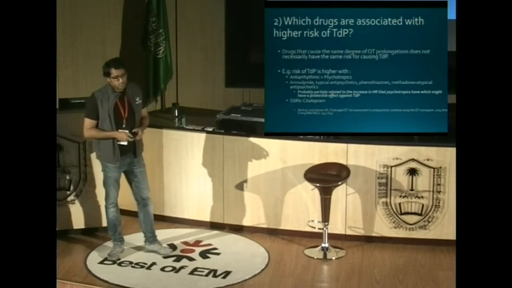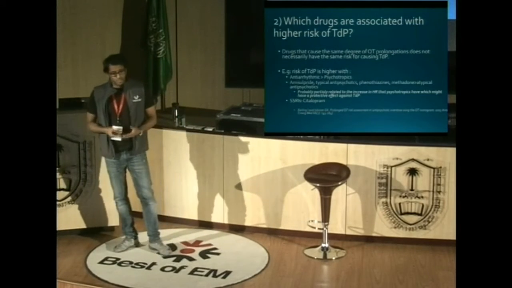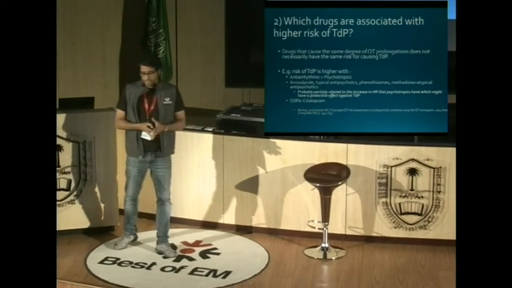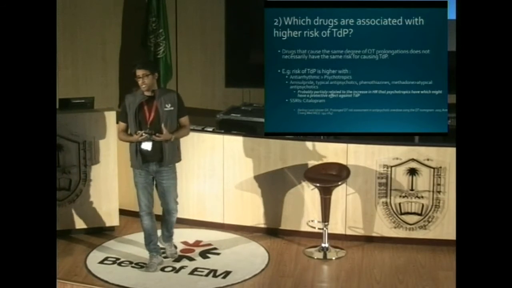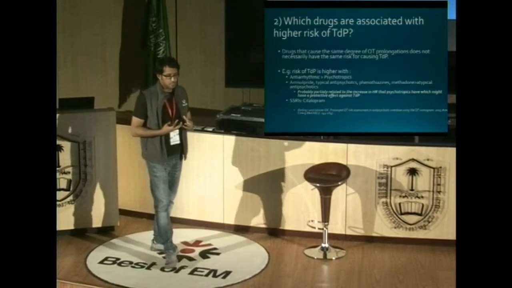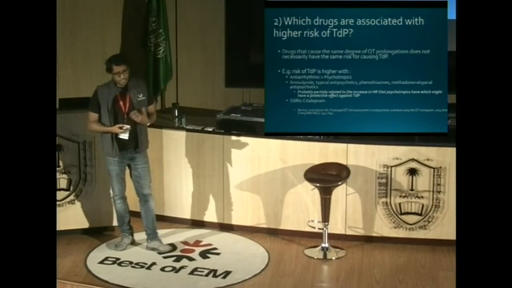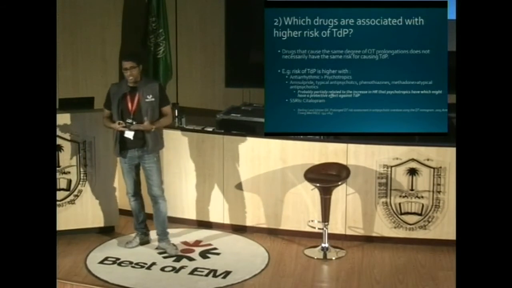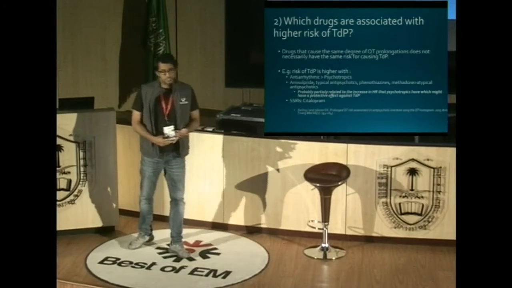So the second question, which is related to how to quantify the risk of developing Torsades, is which drugs are associated with a high risk of Torsades? If you have 2 drugs that produce the same degree of QT prolongation, it does not necessarily mean that they have the same risk of developing Torsades. And I can't really give you a logical framework for why this happens. Fortunately, you can either look it up or ask a toxicologist.